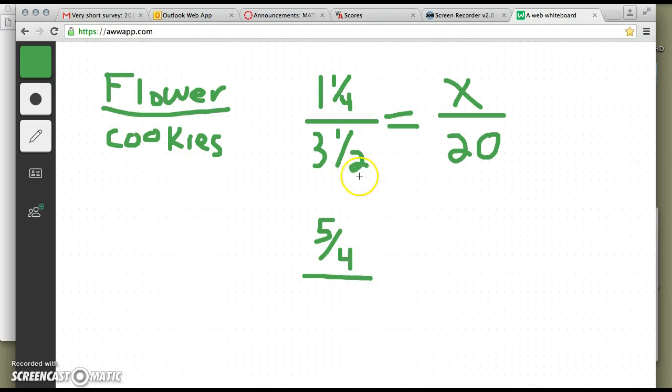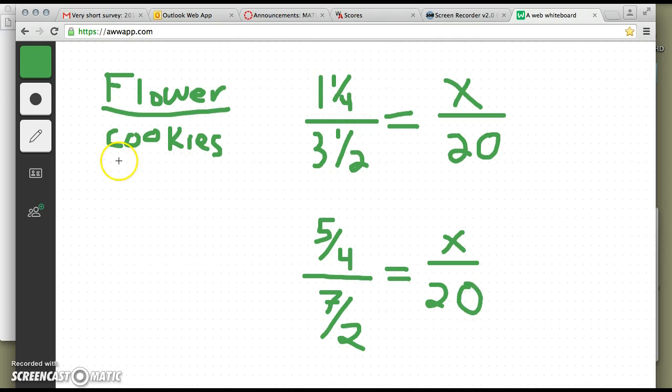All divided by. And we'll do the same thing here in our denominator. So we're going to take the denominator of the denominator and multiply this by the whole number. 2 times 3 is 6. Now add the numerator. 6 plus 1 is 7. So 7/2. All right, so we just rewrote these two mixed numbers in our numerator and denominator just as fractions, 5/4 and 7/2. We have x all over 20.